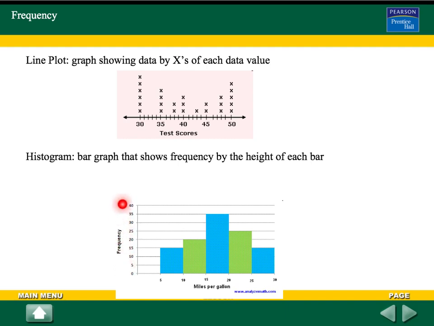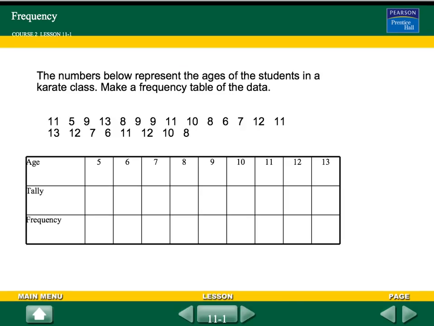Frequency goes up and down on the graph, with miles per gallon here on the bottom. How many cars get that? 15 cars get between 5 and 10 miles per gallon. You jump all the way up between 15 and 20 miles a gallon, there are 35 cars, and so on. Just another example of how you can put data into some kind of chart or graph.